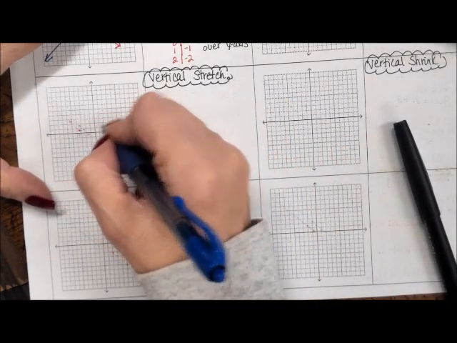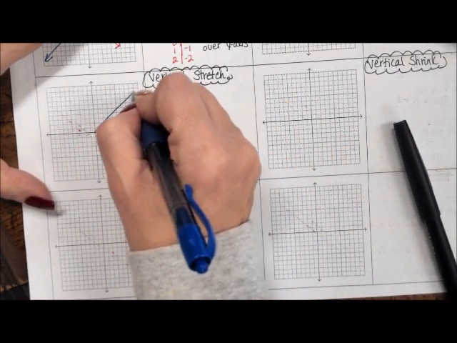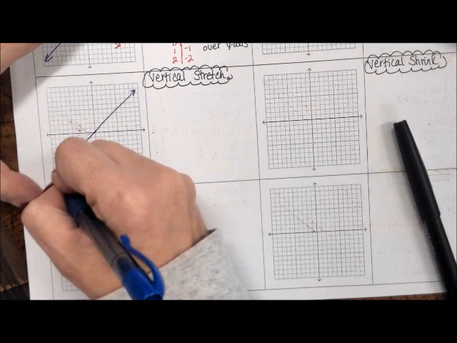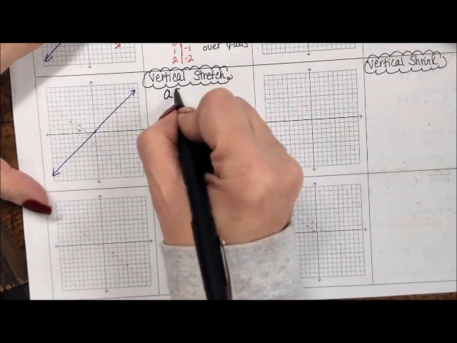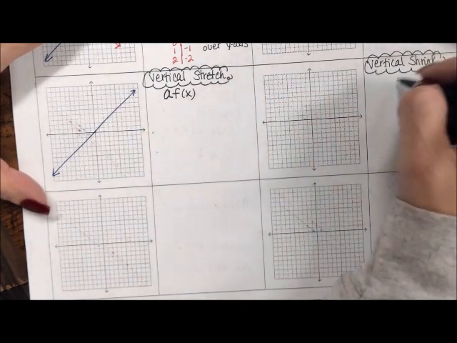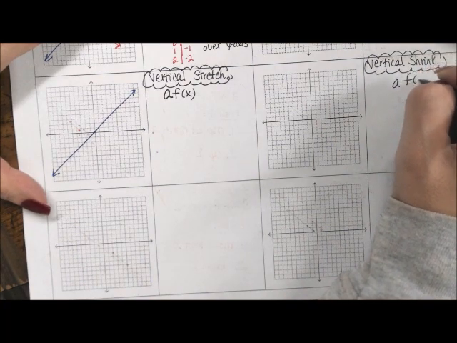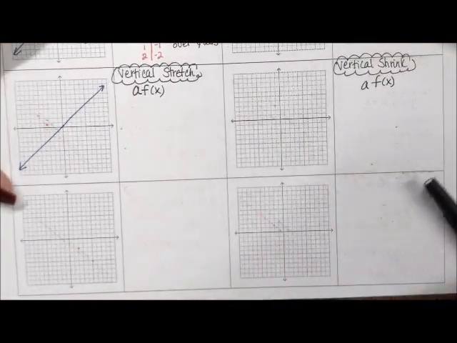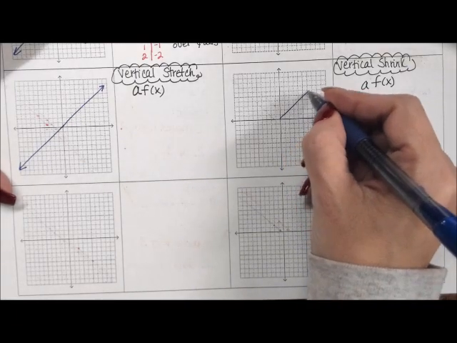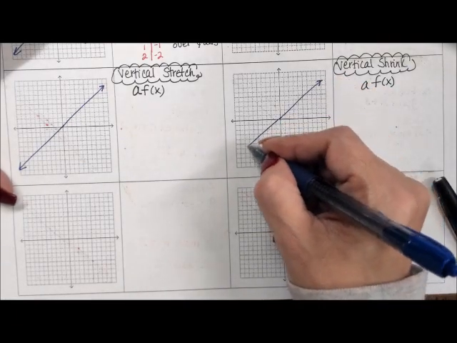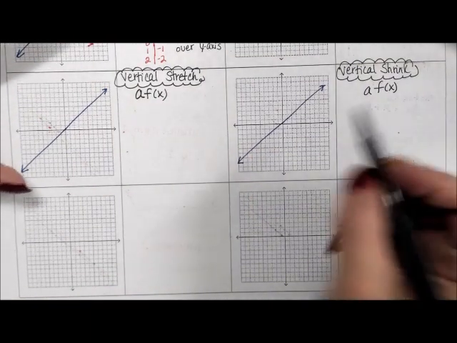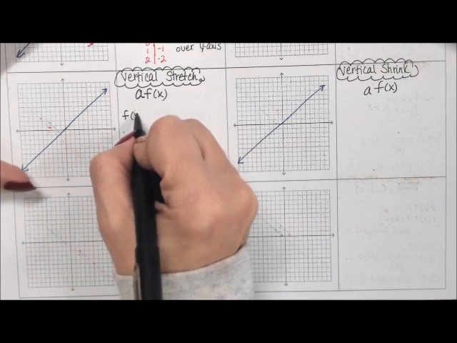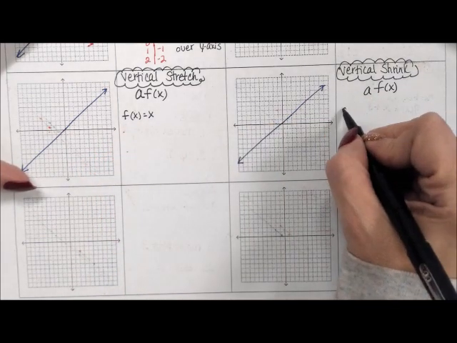So, parent function, we're always going to start with that parent function. 1, 1, 2, 2, 3, 3, 4, 4. Parent function on both. This is going to be an a and then f of x. And a vertical shrink is going to look just like that, a f of x. Parent function starts the same on both of them. 1, 1, 2, 2, 3, 3. There's my parent function. So what am I going to do? So here's what our example is going to be: f of x equals x on both of them.